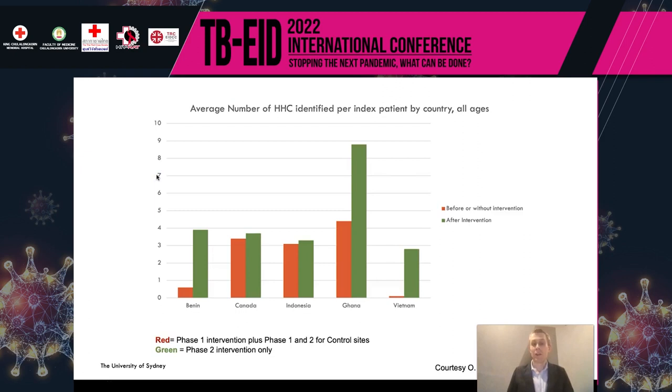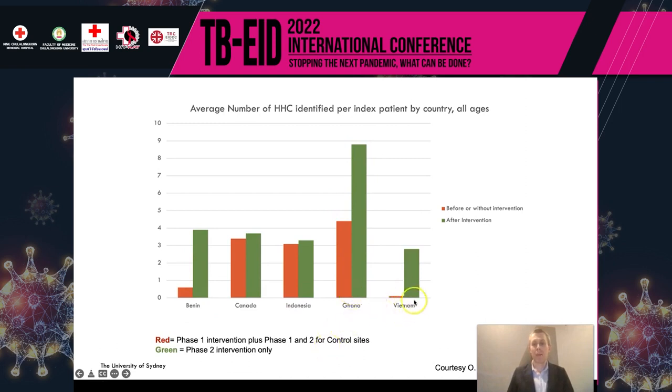Now, this is a figure that shows the Vietnamese sites against some of the other countries in the study. The red indicates the baseline, which is phase one in the intervention, and phase one and phase two in control. And you see here before or without the intervention, the average number of household contacts identified per index patient, which is the y-axis, was very small. And you can see particularly in the high incidence countries in Benin, in Indonesia and Ghana and Vietnam, that there was an increase in the number of contacts identified compared to before the intervention.